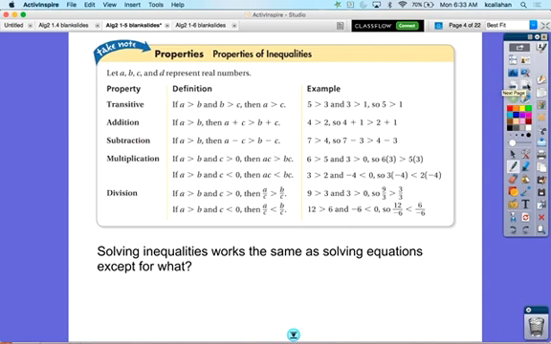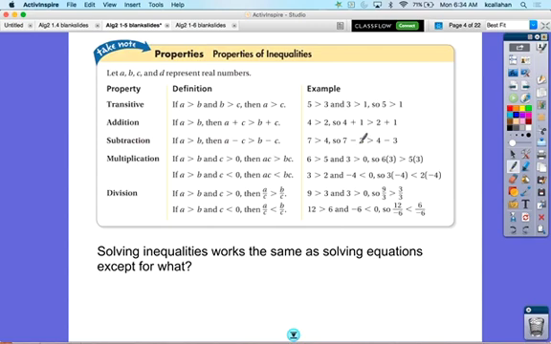So the properties of inequalities. Specifically, these are like, how do we solve inequalities? What are we allowed to do? How is it the same and how is it different than solving an equation? So most of the properties here are exactly the same. You can add the same thing to both sides and it does not change the inequality. Here's the example. If 4 is greater than 2, then 4 plus 1 is greater than 2 plus 1. Okay, that's certainly true.